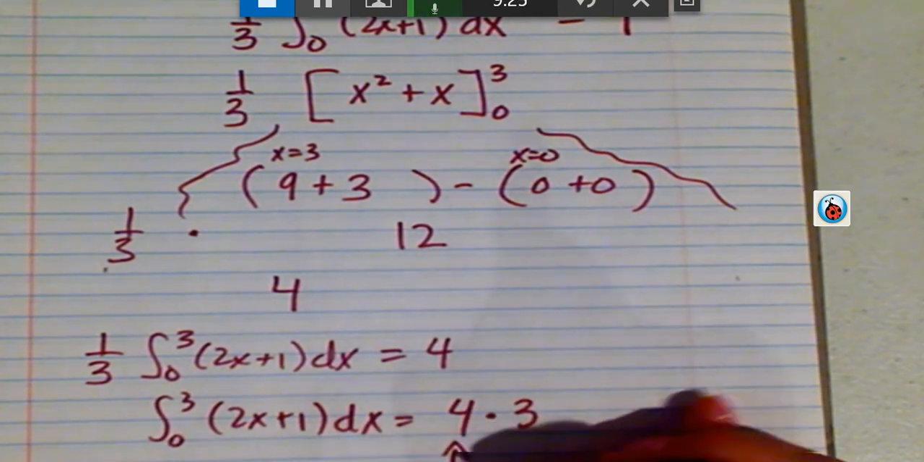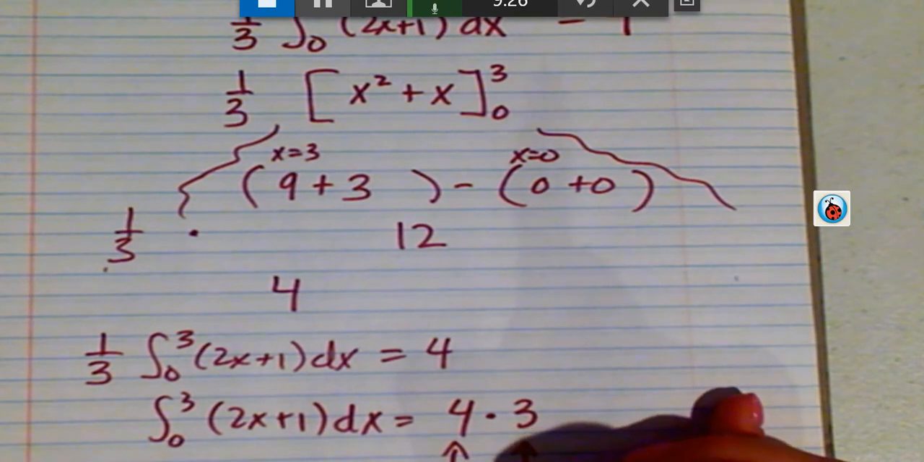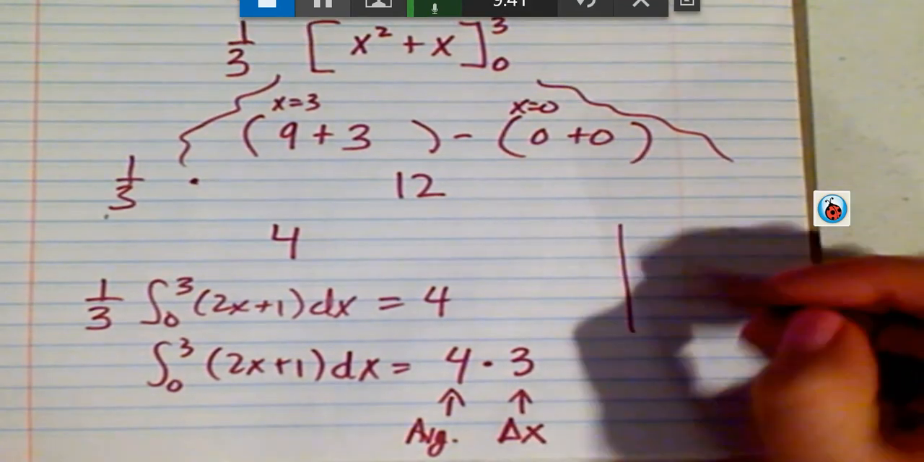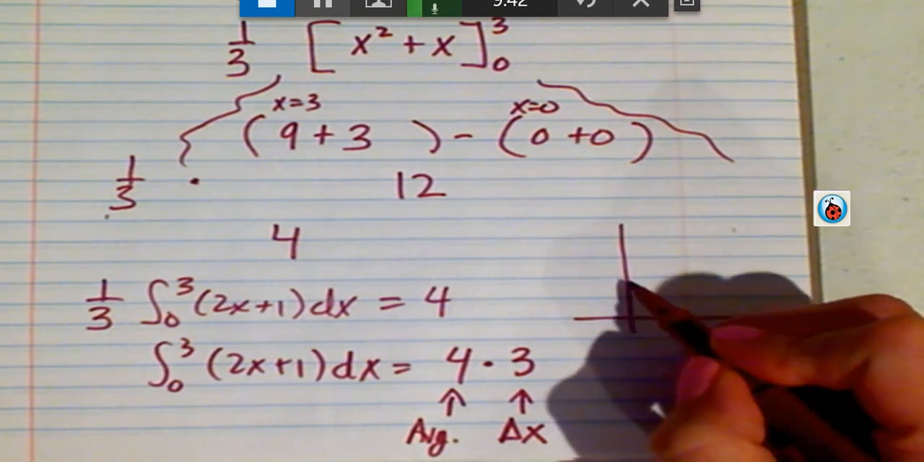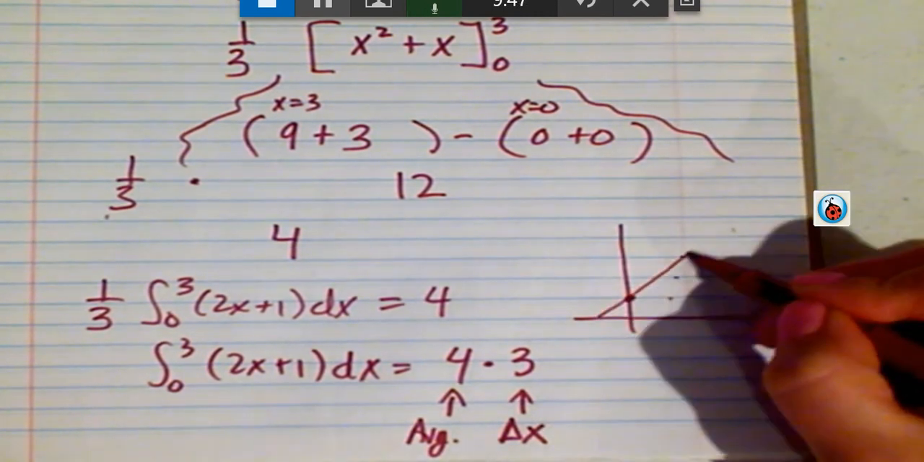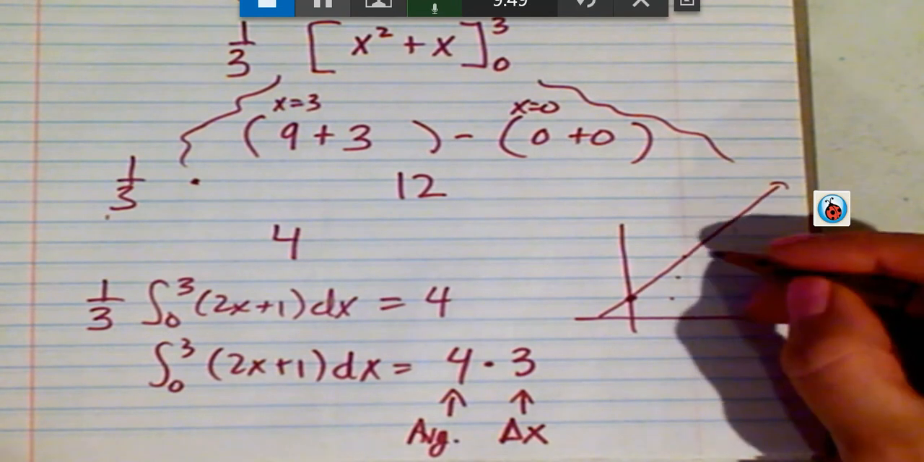Average value times delta x. Sometimes that helps looking at the values in a different way in terms of the picture. So I'm going to just sketch it. 2x plus 1.